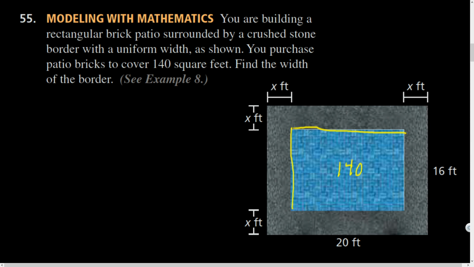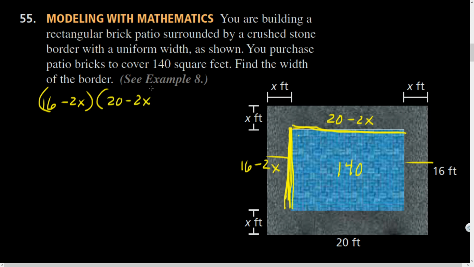And so if this entire width across is 20, and if this is an x and this is an x, then this dimension is 20 minus 2 of those x's. All right. If this entire height is 16, and this is an x, and this is an x, then the height of just this part is going to be 16 minus 2x. And so let's write that equation. So the area, being length times width, will be 16 minus 2x times 20 minus 2x, and that's going to equal 140 square feet.